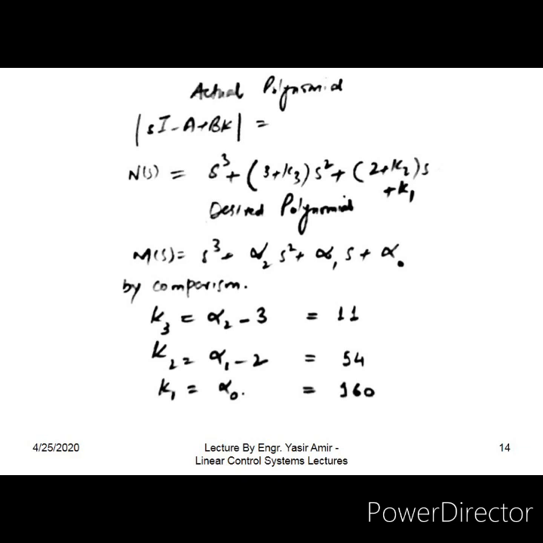This actual polynomial is n function of s, and recall that we have m function of s that was obtained from the given poles. Make a comparison. You can see that k3 is alpha 2 minus 3, k2 is alpha 1 minus 2, and k1 is alpha naught. On the basis of this, we find out k1, k2, k3, as you can see over here in this slide.